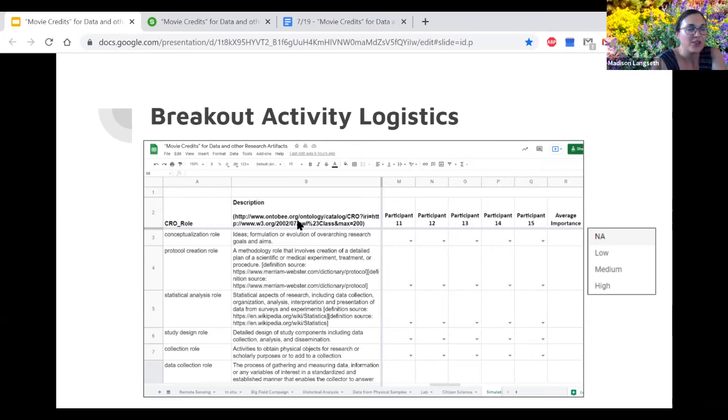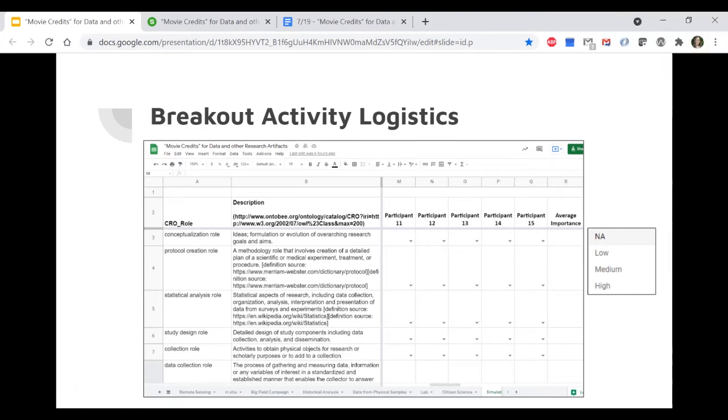Okay, so Bob is asking, what is the URL for the Google Sheet? Very good. We have it in our chat space, but I will also grab, oh, Mark got it. Mark got it.